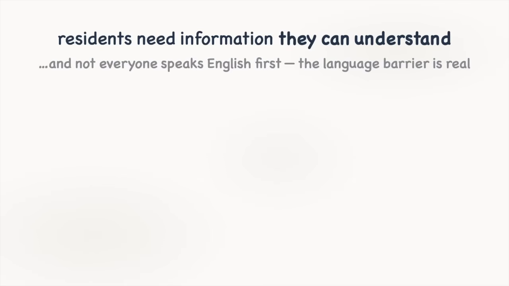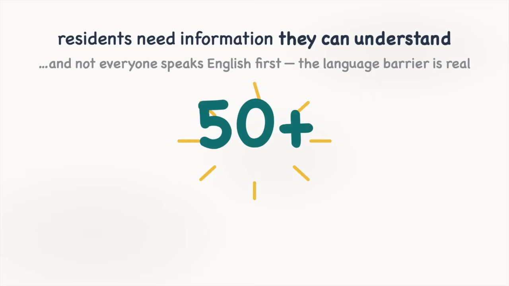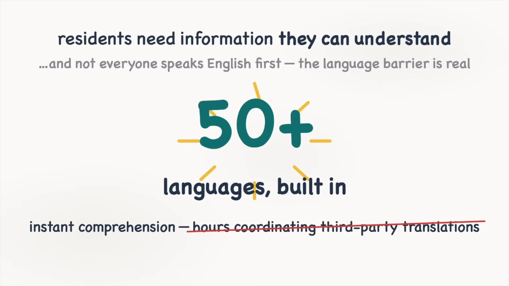Now, one of the biggest hurdles to actually reaching residents is the language barrier. Your residents need information they can actually understand, and obviously, they don't all speak English as a first language. Witlingo directly addresses this by supporting communication in more than 50 languages. 50! This is a total game changer. It means your teams can instantly reach out with messages that residents can comprehend and act on without spending hours trying to coordinate third-party translations.